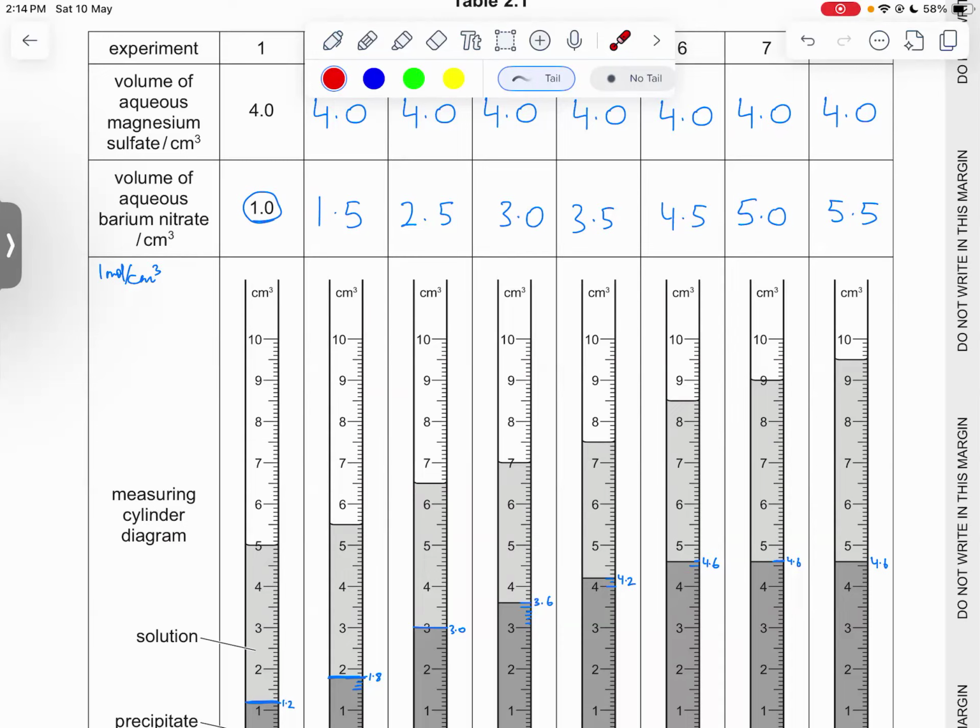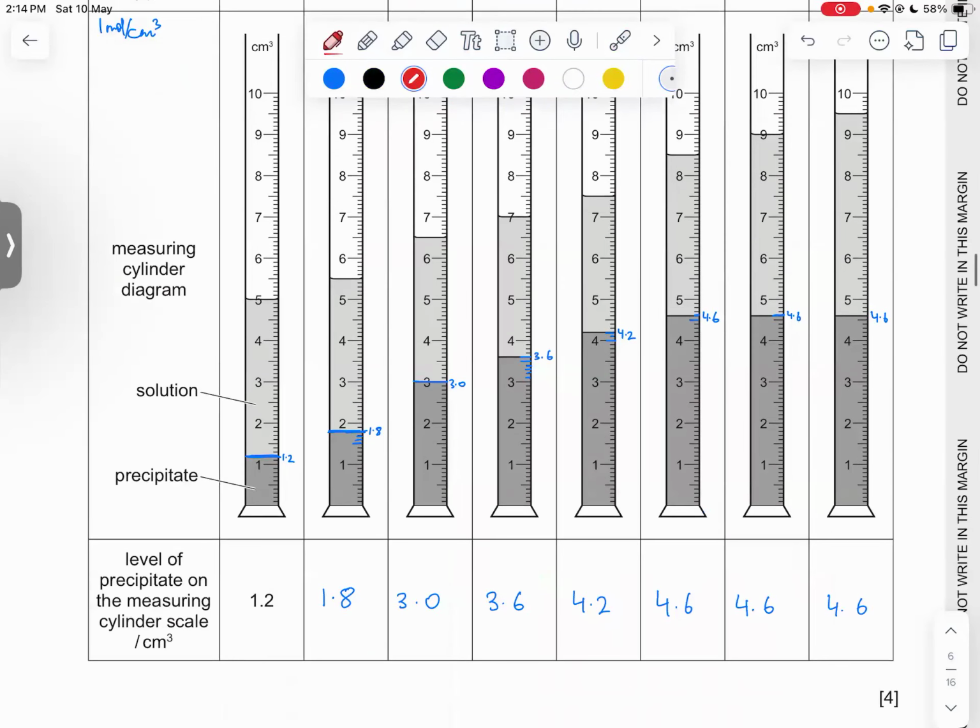Now they are saying decrease the concentration by half. So now the concentration becomes 0.5 mole per centimeter cube. It means that in 1 centimeter cube of this solution, there is 0.5 mole of barium nitrate, right? So if the moles of reactant decrease, the product decreases to half.